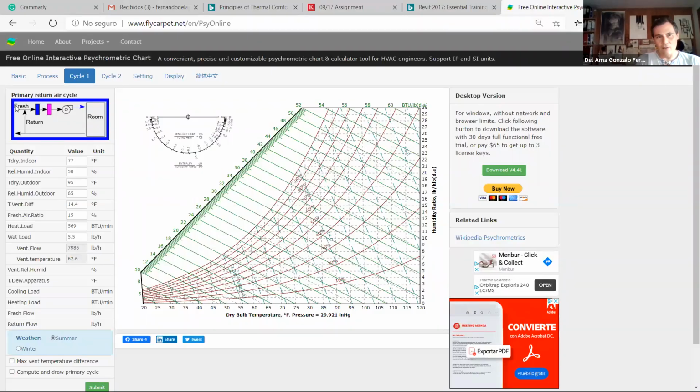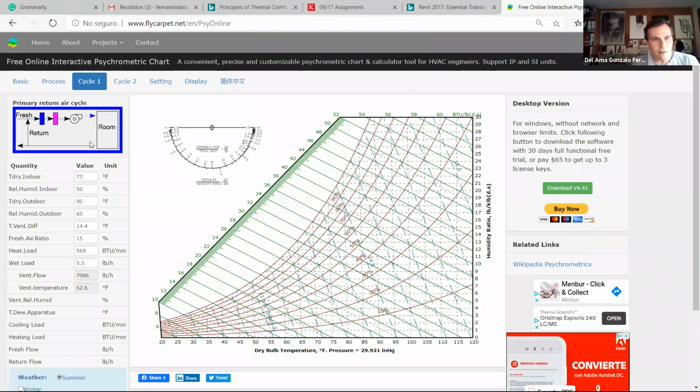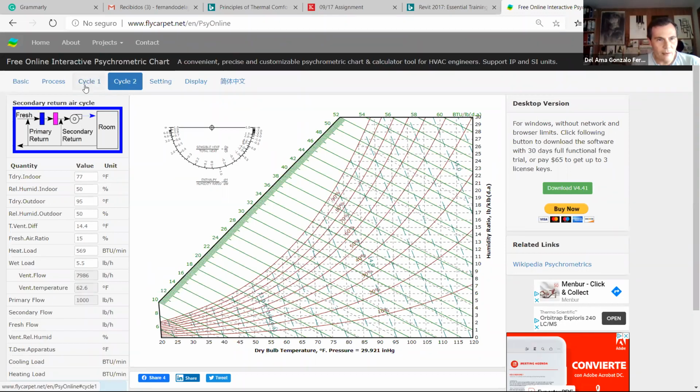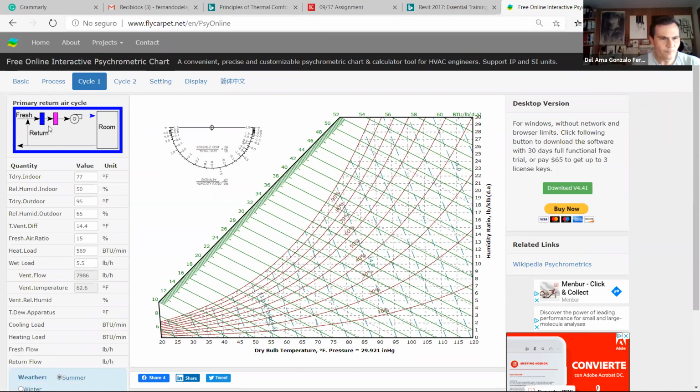We have the fresh air, but we return this and we mix. So this would be the heat recovery here. If you see this small picture here, we can understand what we are doing. We are supplying air here, and then we are getting rid of this air, but part of it is mixed with the fresh air here. So we can extract some of the energy that this return air has. This is what we are doing with this cycle 1. We have a cycle 2, but it's more complicated, so we are going to use cycle 1.